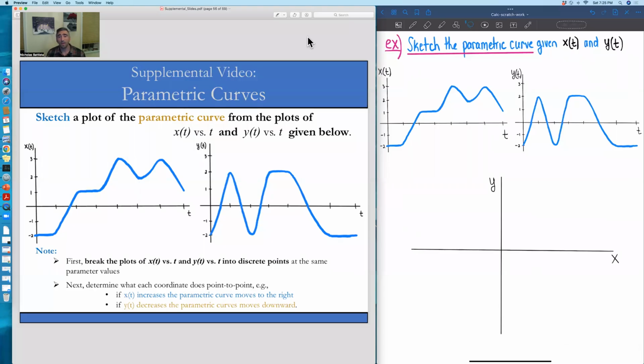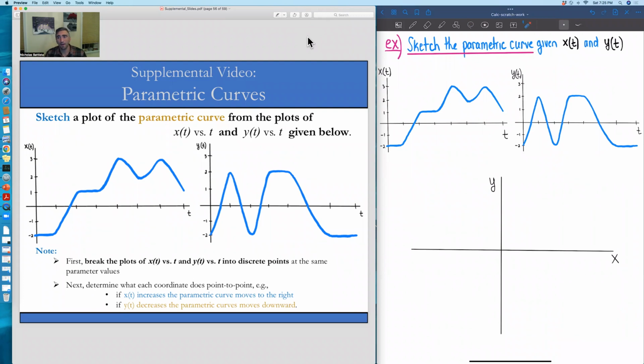In this example, we're going to make a sketch of the parametric curve that arises from plots of the coordinate functions when the coordinate functions are plotted against the parameter t. So we have a plot of the coordinate x versus the parameter t, and a plot of the coordinate y versus the parameter t. And we're going to plot the resulting parametric curve, of course, on the xy plane where parametric curves live.